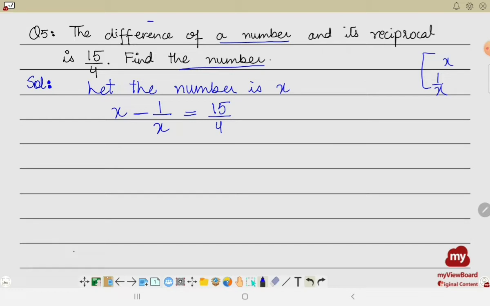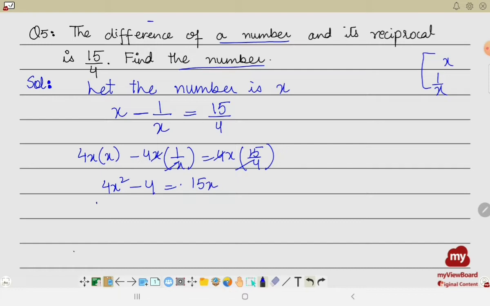Since the whole equation we have a denominator, we will remove it. Now we will be multiplying the whole equation by 4x, since 4x is the LCM of this equation. So 4x into x minus 4x into 1 by x and 4x into 15 by 4. It will become 4x square. x will get cancelled by x and minus 4, and we are having 15x.